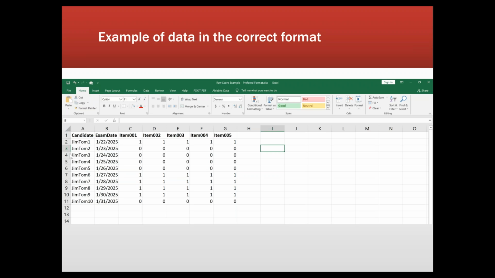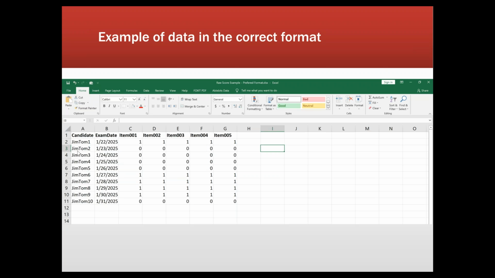When you're actually looking at item data, it should read like a book. And so we're going to go across this row number 2 where we see candidate Jim Tom 1 took the exam on January 22nd, 2025. He got item 001 correct. That's what that 1 means. He got item 002 correct. That's what that 1 means. He got item 003 correct, item 004 correct, item 005 correct.